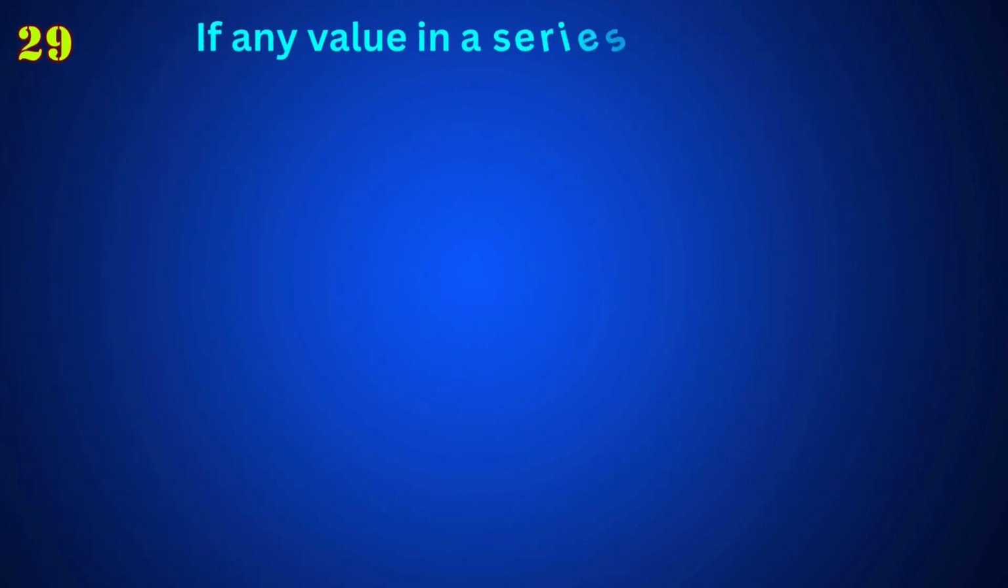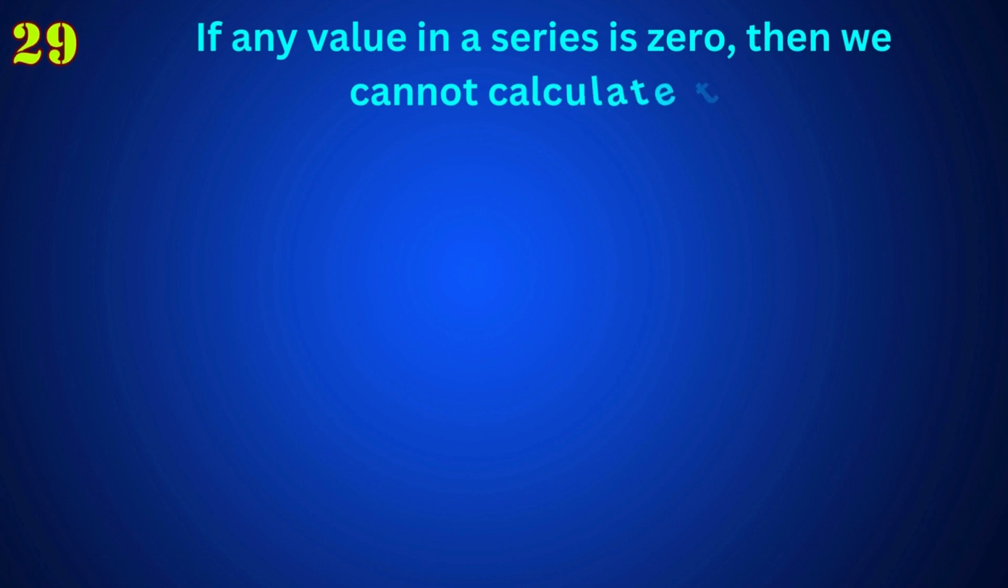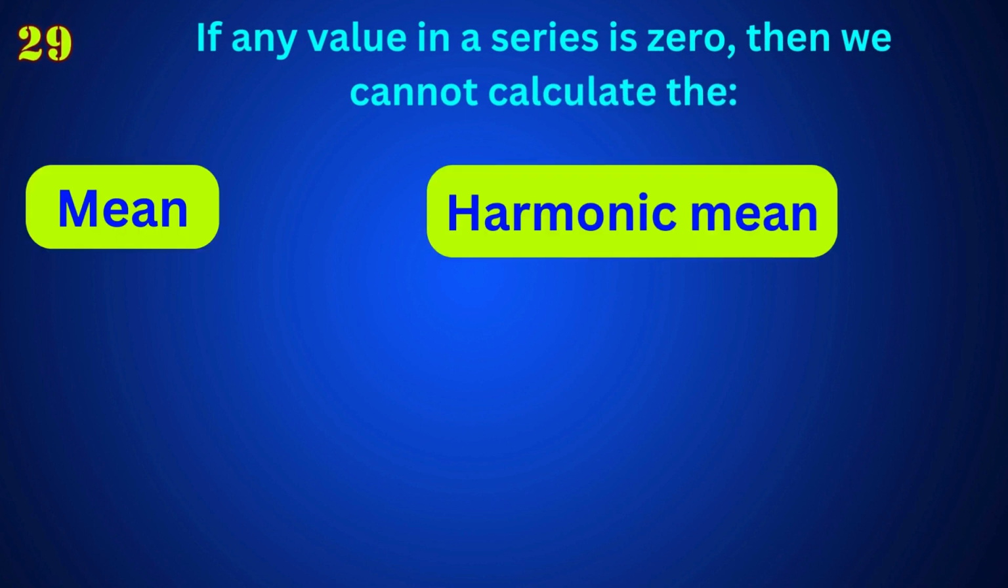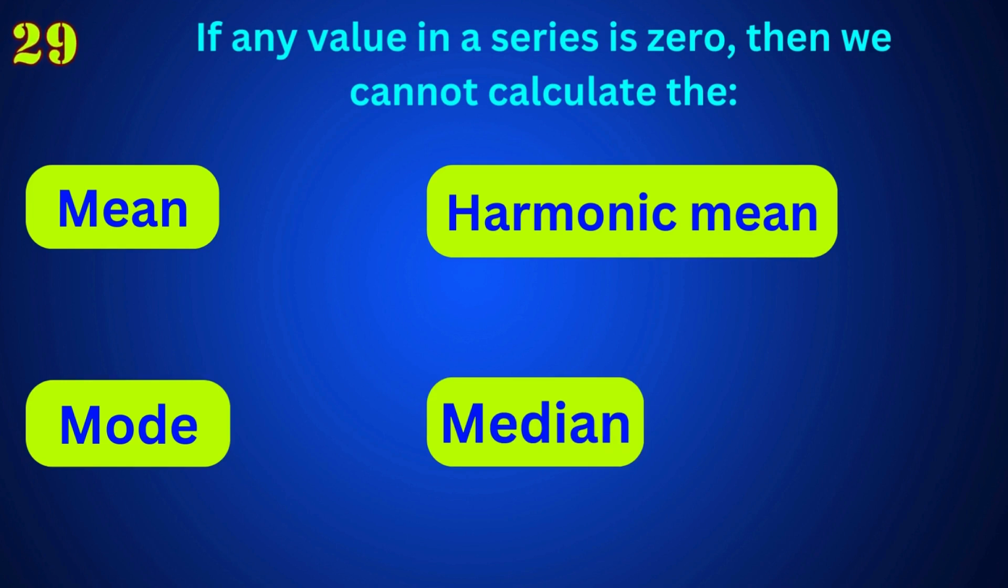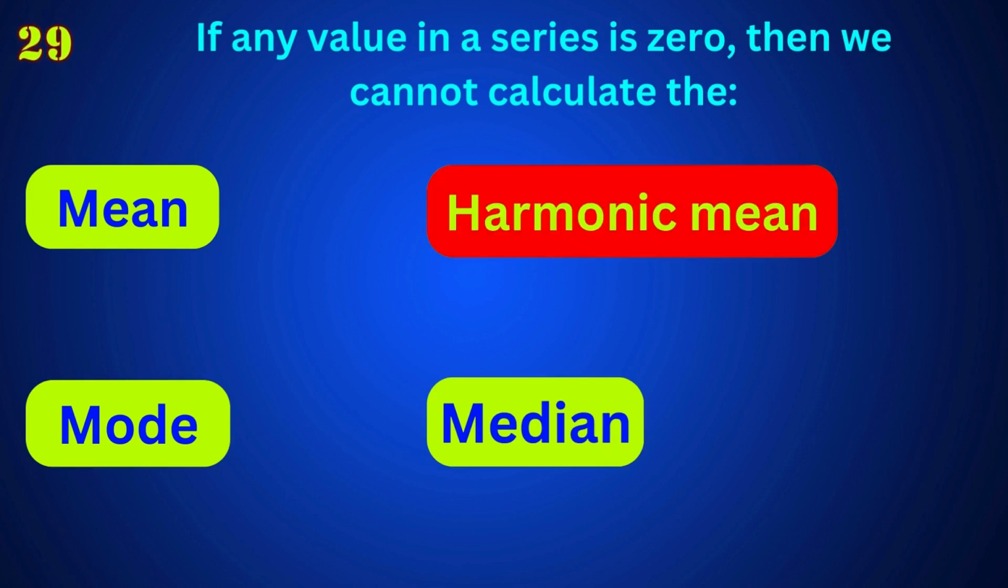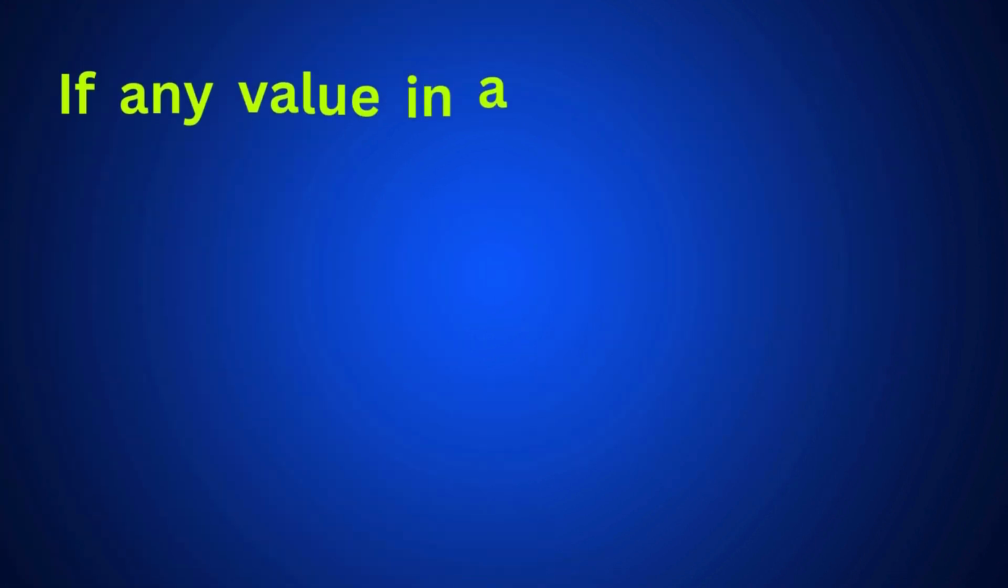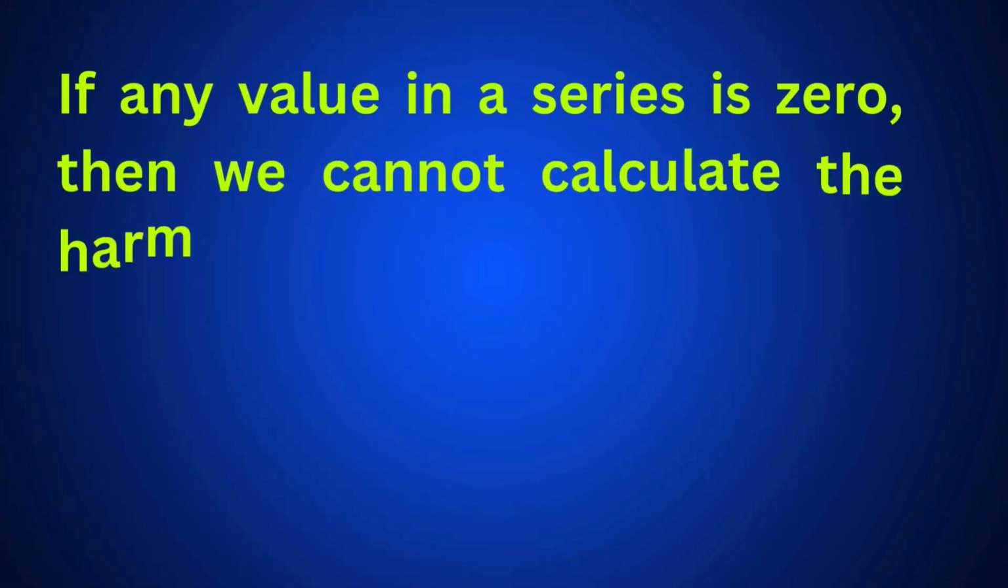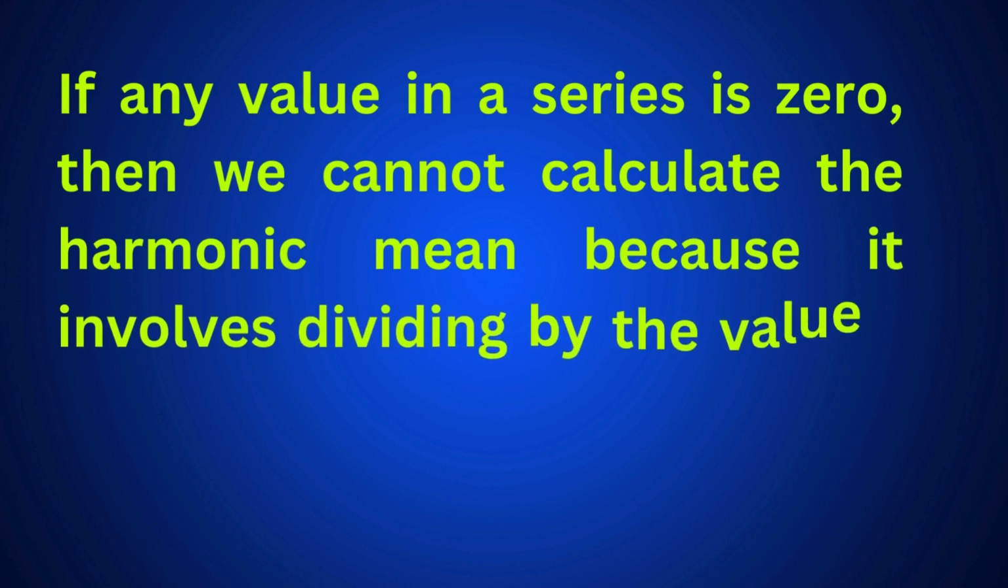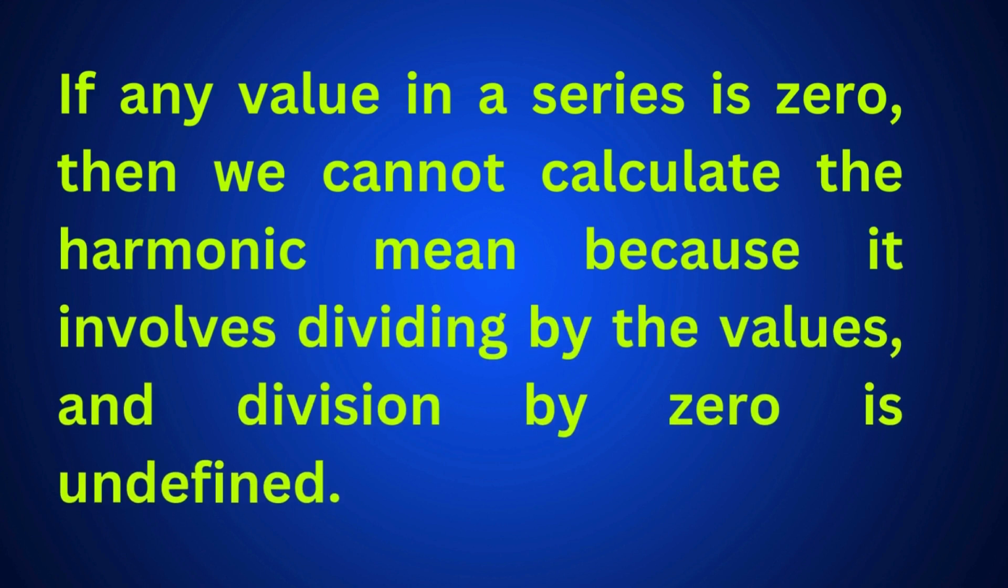If any value in a series is 0, then we cannot calculate the. Options are mean, harmonic mean, mode, median. Right option is harmonic mean. If any value in a series is 0, then we cannot calculate the harmonic mean because it involves dividing by the values, and division by 0 is undefined.